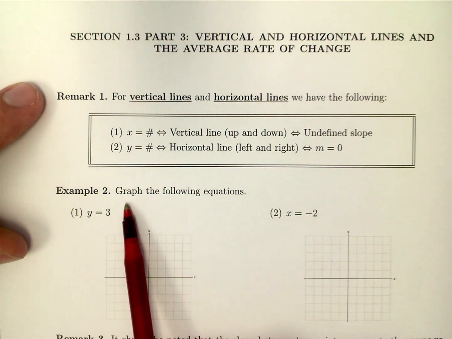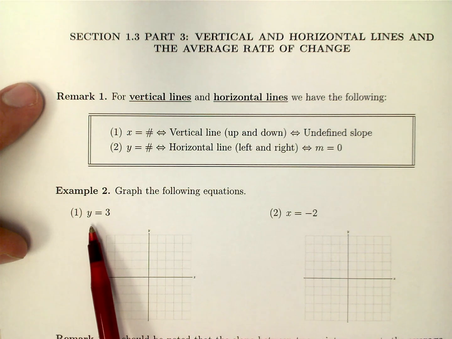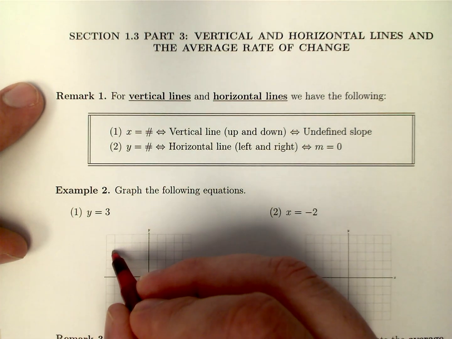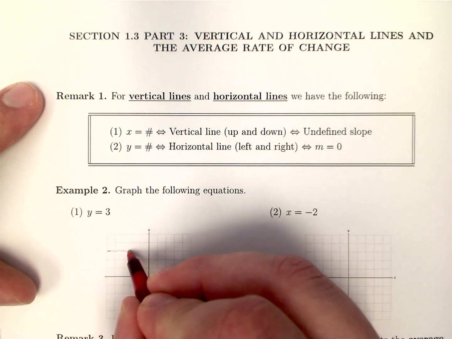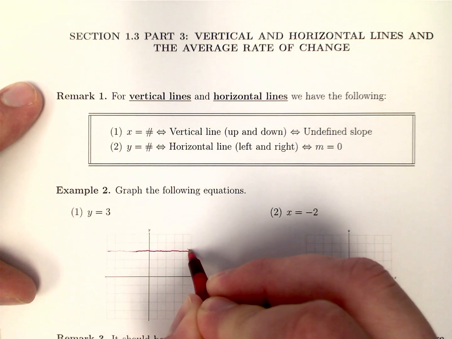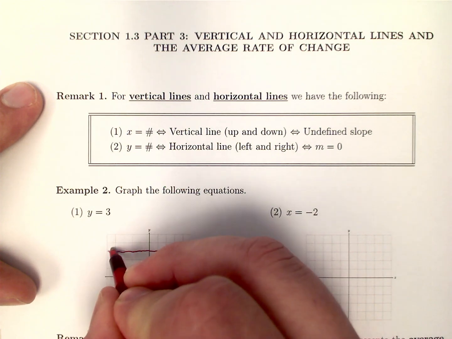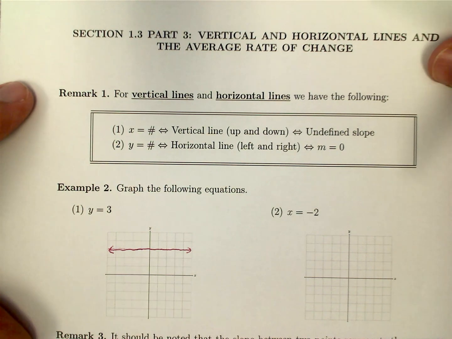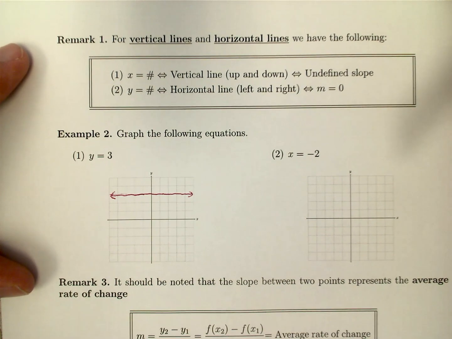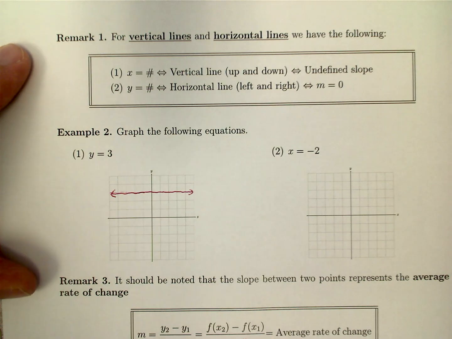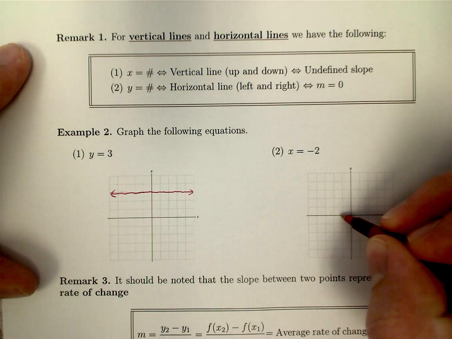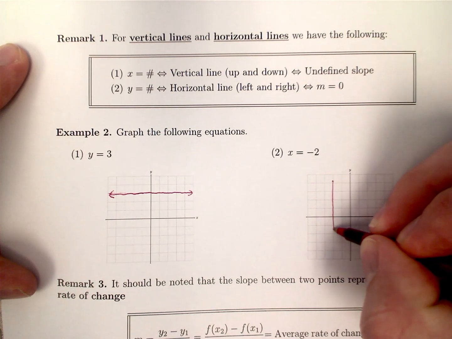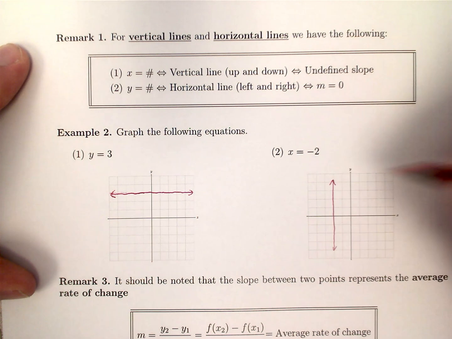So if we look at this, graph the following. If you see y equals 3, all you do is go up to 3, and it's a horizontal line. So y equals a number, horizontal line. Again, it doesn't have to be perfect. x equals -2 is a vertical line. So you go to -2 on the x-axis, and you just make a vertical line. Again, it does not have to be perfect.